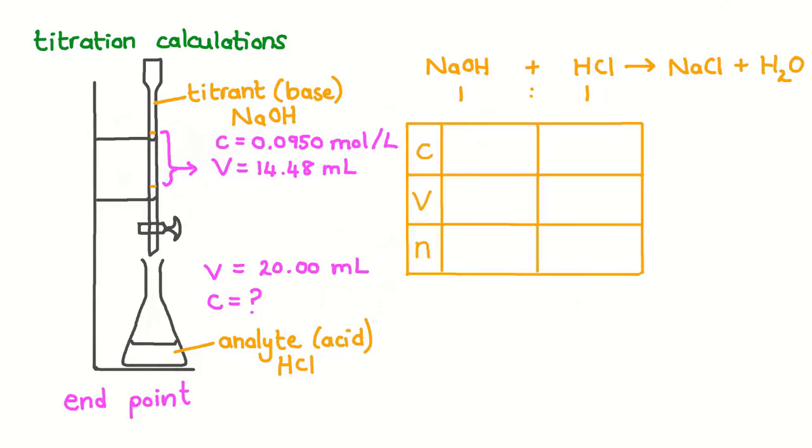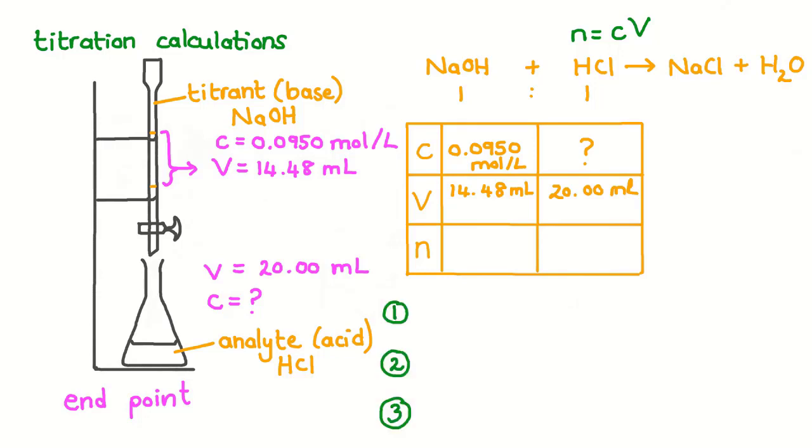We can use a handy table for our data. When we transfer the data that we know, we get the following. We can now use the key equation, number of moles is equal to concentration times volume, to solve this problem. There are 3 steps to solving this calculation. Step 1. Calculate the number of moles of titrant from its concentration and average titer using the key equation.